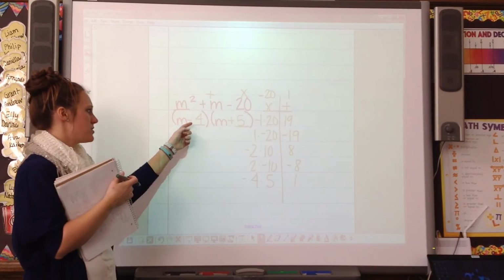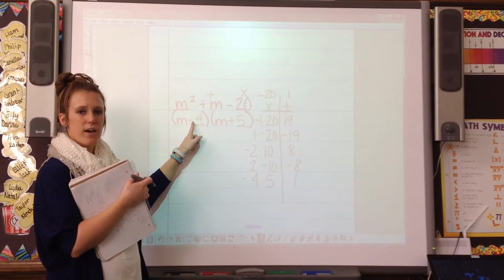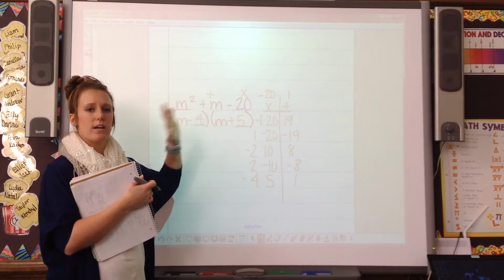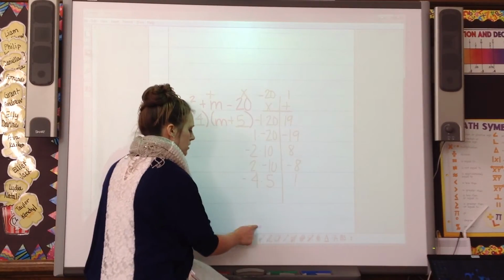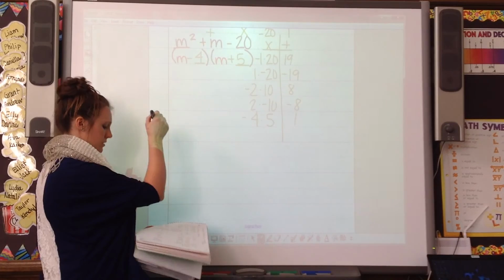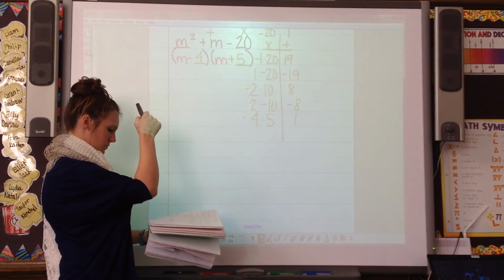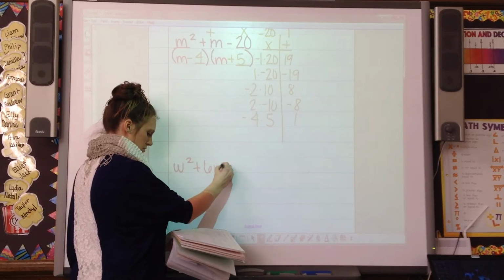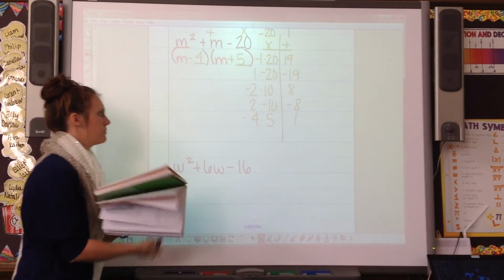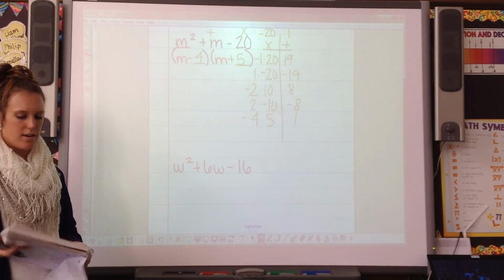Now, if you're wondering if there's a certain order, if you can put plus 5 here or negative 4 here, that's okay. It doesn't matter what order they're in. Try w squared plus 6w minus 16. Push pause and try that now.